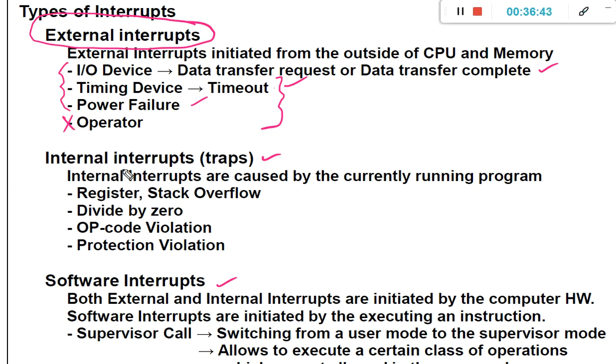Next, coming to the internal interrupts. These internal interrupts are called traps. Internal interrupts are caused by the currently running program. Previously we have seen interrupts generated by the IO device, but interrupts can also be generated by the currently running program. So how does the currently running program generate interrupts?